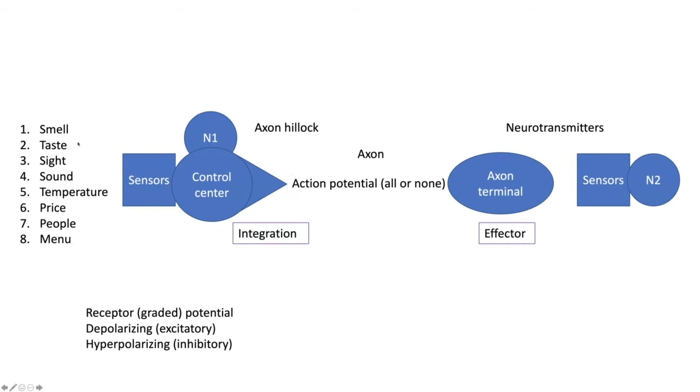So let's say we like the smell, the taste, the sight, the sound, the temperature, but we don't like the price and we don't like the people, and the menu is not very interesting to us. The first 5 components are going to stimulate the neuron, while the last 3 are going to inhibit the neuron. But maybe we take the decision of staying in that place to eat.